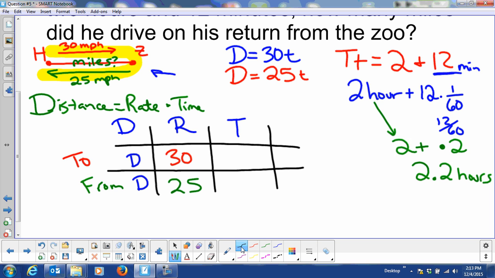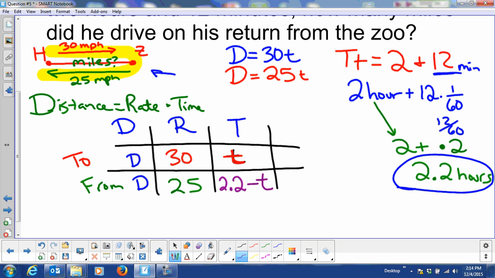And I do not know how much time he traveled to the zoo, but I can say something about the time traveled from the zoo, because I know that the total amount of time he traveled was 2.2 hours. So although I don't know exactly how long it took him to get to the zoo initially, I would have to subtract it from the total amount of time to get the amount of time that he spent coming from the zoo.